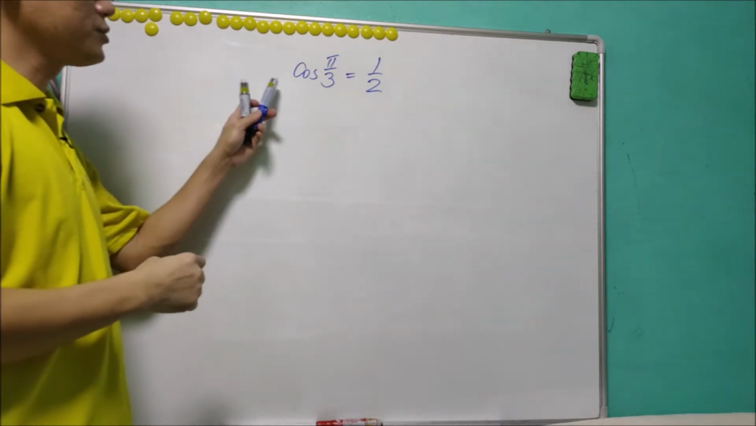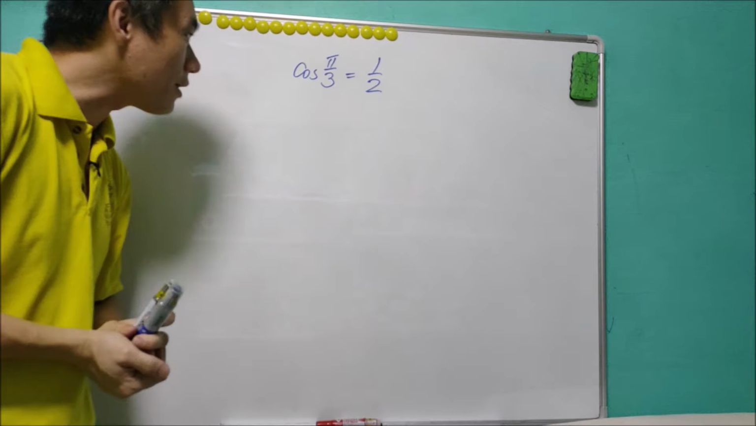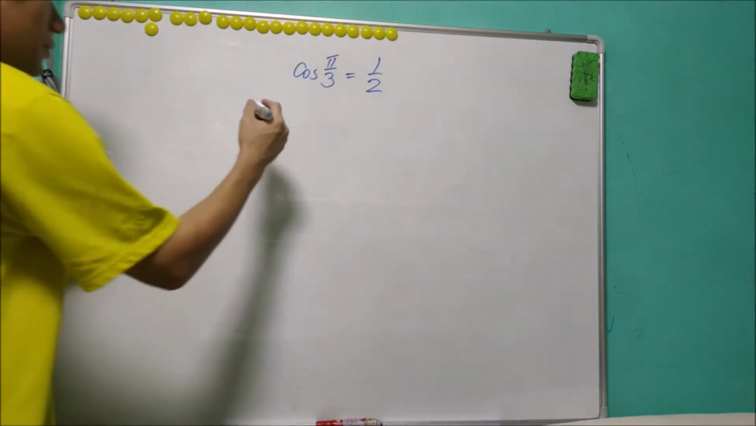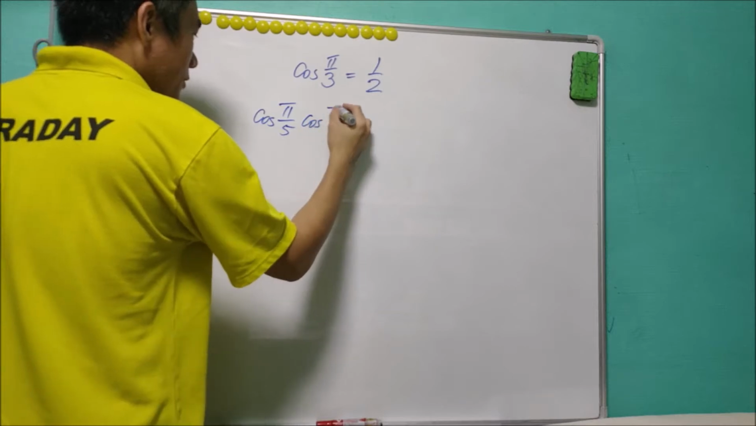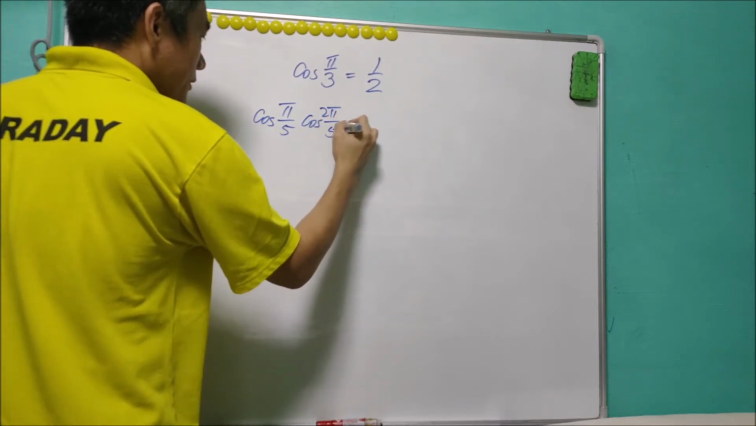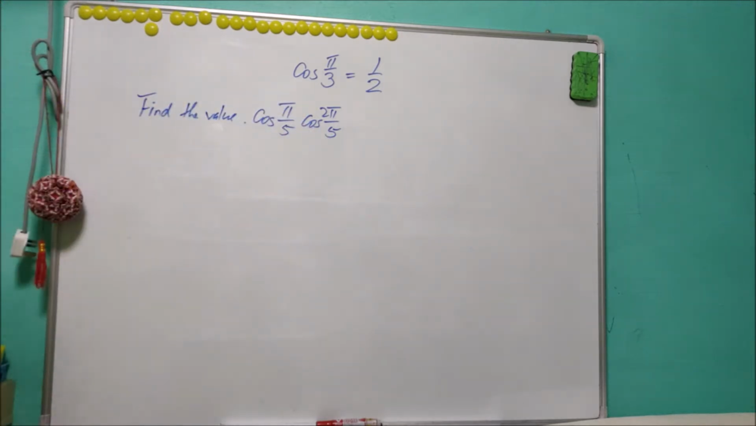It's well known that cosine pi over 3, that is cosine 60 degrees, equals a half. Then we are asked to find what is cosine pi over 5 multiplied with cosine 2 pi over 5. What will be the answer? So find the value of cosine pi over 5 times cosine 2 pi over 5.